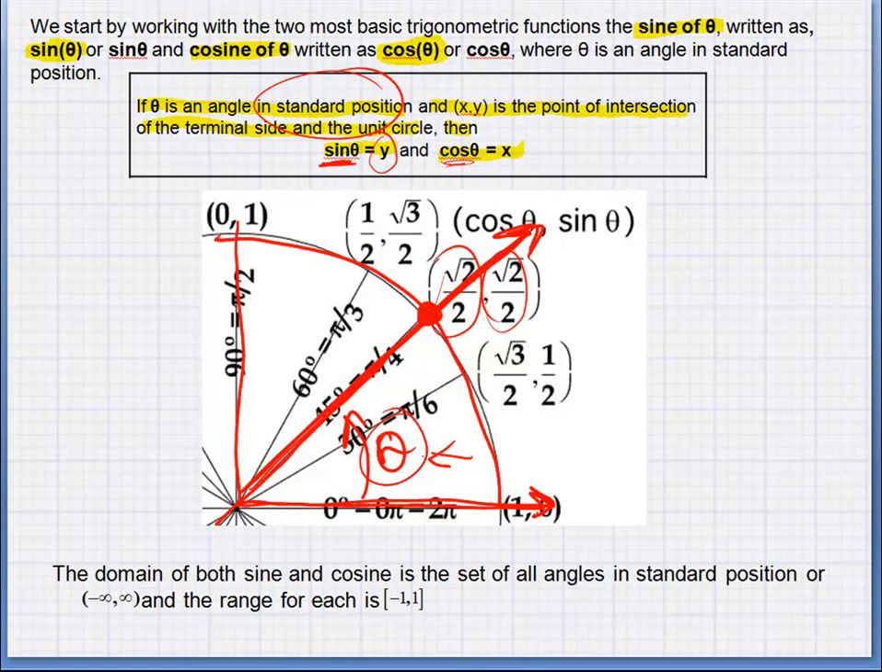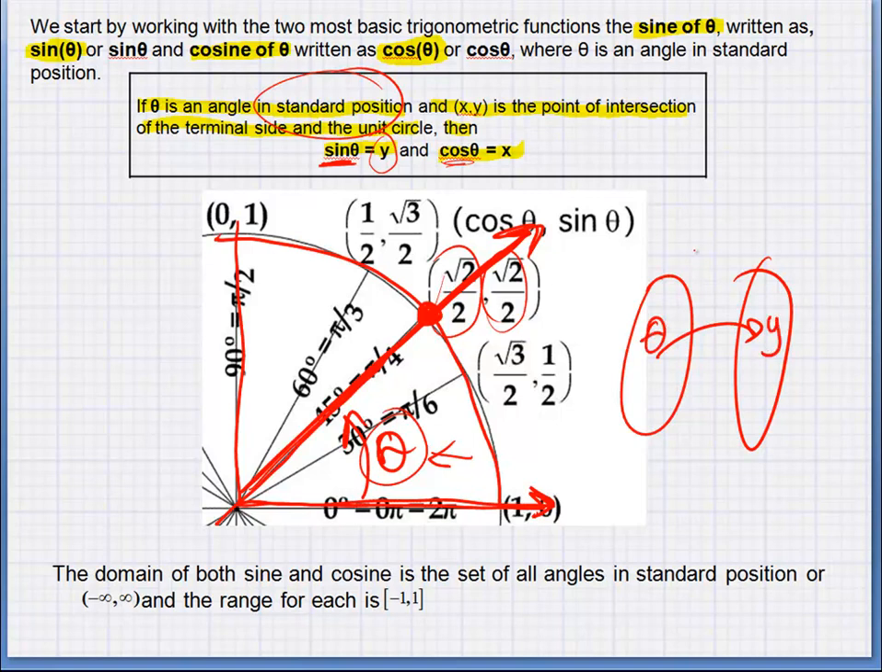So we're relating basically what these two functions do. If you think of them as a function that goes from here to here, what they do is match an angle theta with either a y-coordinate, that would be the sine of theta function, or match an angle with an x-coordinate, and that would be the cosine of theta function.